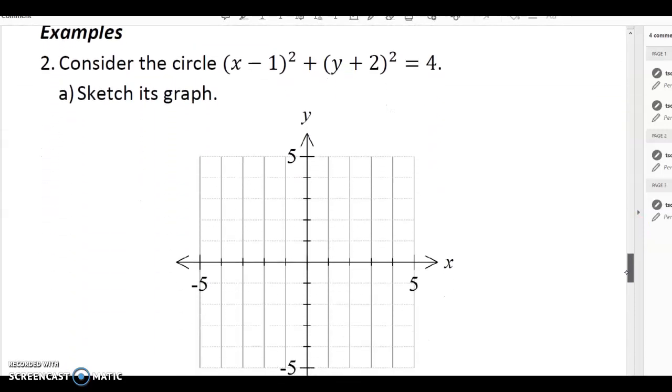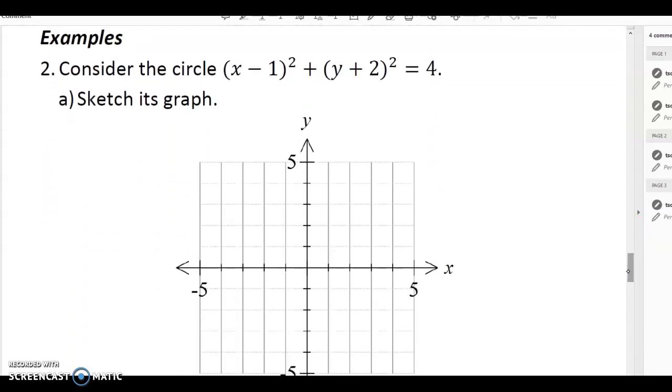All right, let's look at a couple of different examples. Okay, so what do we know about this equation here? Well, straight away we can look at its center and also its radius. Well, the radius we've already seen, so the radius squared is equal to 4, and so the radius is equal to 2.